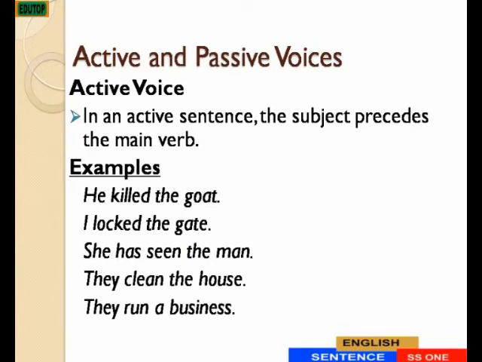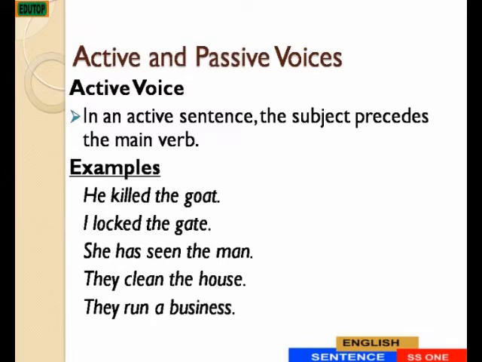Active and passive voices. The active voice. In active voice, the subject precedes the verb in the sentence. Examples: he killed the goat. He is the subject of the sentence, and killed is a verb. Killed, which is a verb, comes after the subject, which is he. So we have he killed the goat.